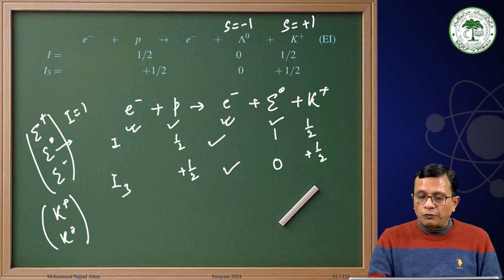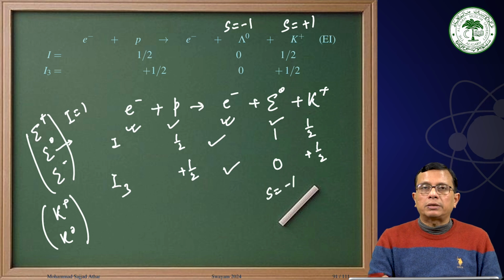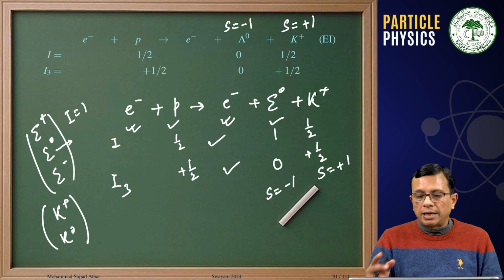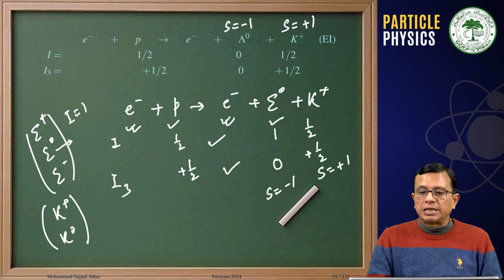And what is the important point? The strangeness quantum number for sigma 0 is minus 1 and for K plus it is plus 1. Therefore, you are conserving total strangeness, and you can see that you are producing two strange particles simultaneously, and therefore this will be another example of associated particle production process.